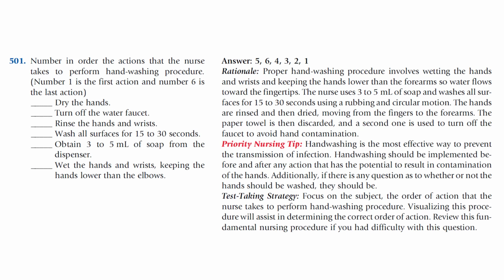The nurse uses 3 to 5 milliliters of soap and washes all surfaces for 15 to 30 seconds using a rubbing and circular motion. The hands are rinsed and then dried, moving from the fingers to the forearms. The paper towel is then discarded, and a second one is used to turn off the faucet to avoid hand contamination.